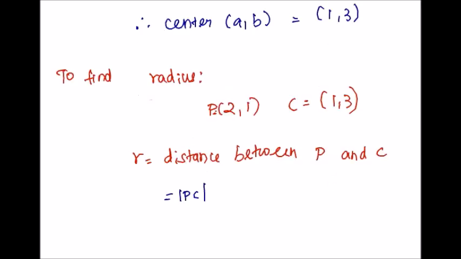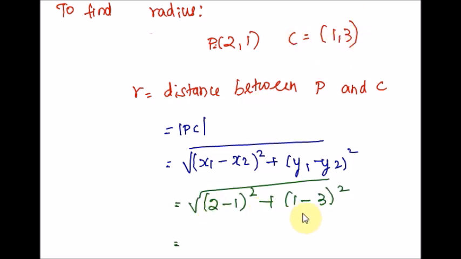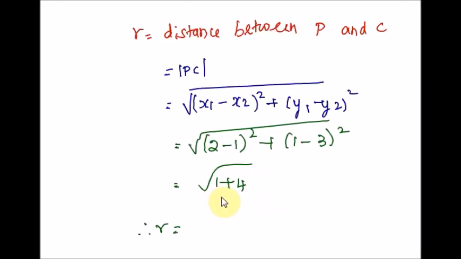Distance formula here is, replace x1 by 2 and y1 by 1, x2 by 1 and y2 by 3. Performing subtraction, 1 the whole square is 1, 1 minus 3 is -2, -2 the whole square is 4. Therefore, the radius is square root of 5.